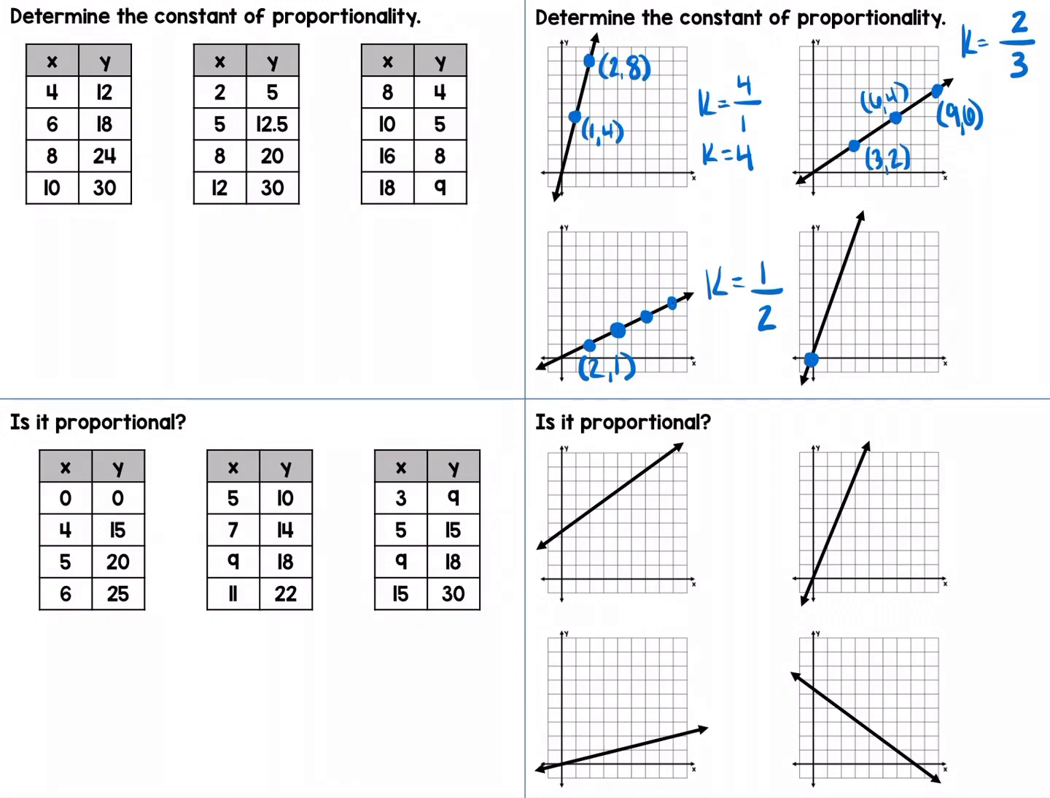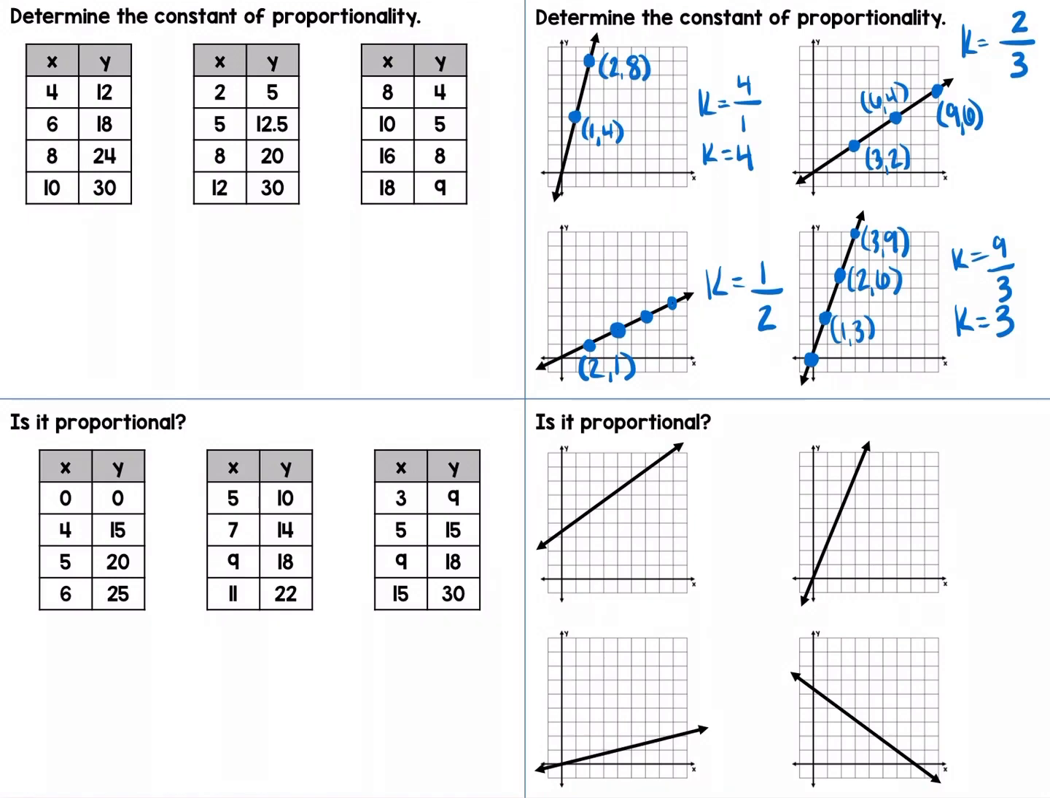And then this one, we're going to find the ordered pair. It's right here, or here, or here. This is 1, 3, 2, 6, or 3, 9. You can pick any of those. I'm going to pick 3, 9. So the y value is 9, the x value is 3, and 9 divided by 3 is 3. So your constant of proportionality is 3.